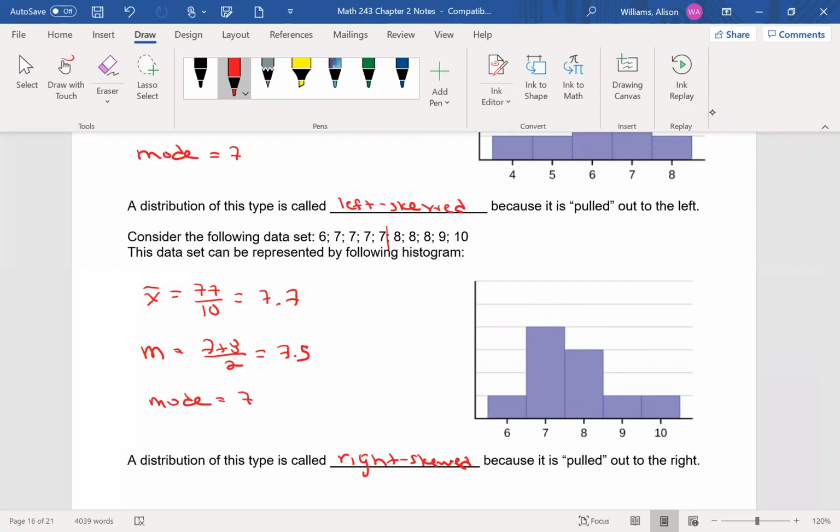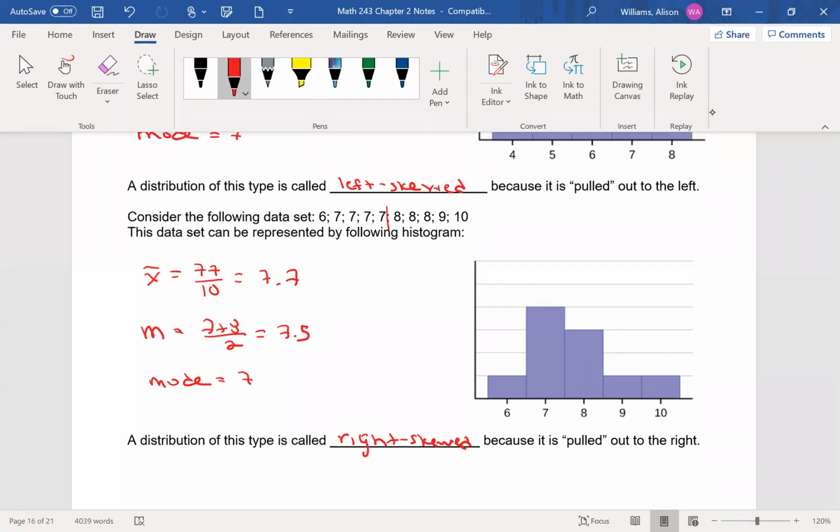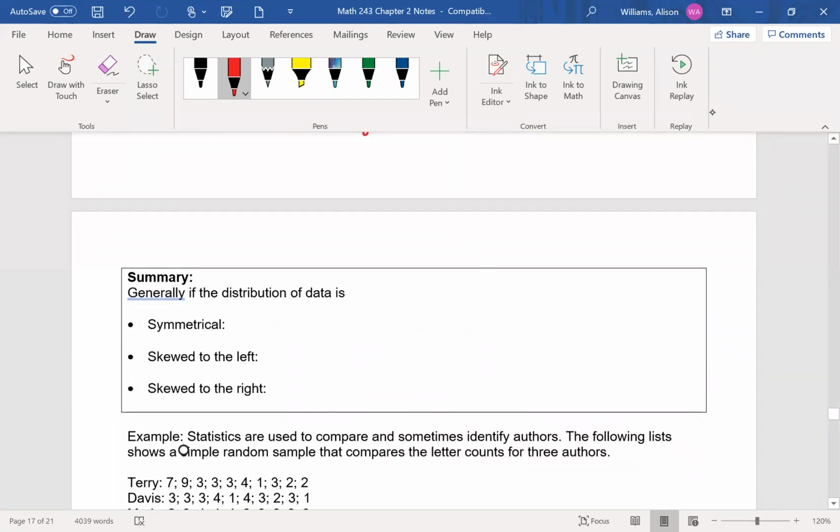And I want to understand how the mean, the median, and the mode work based on how the data is skewed. In the first one we looked at, the symmetrical one, the mean, the median, and the mode were all the same. In symmetrical data, that's the case. They're very close to each other, if not the same. So that's how we know if the data is symmetrical.